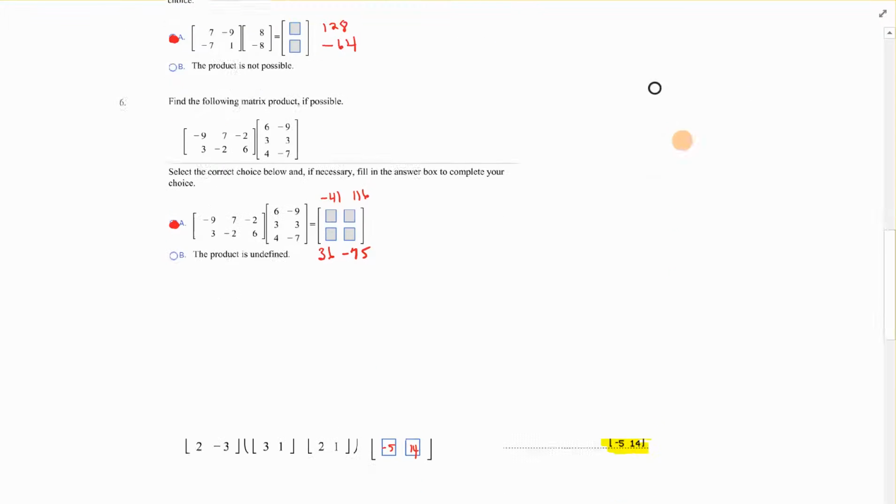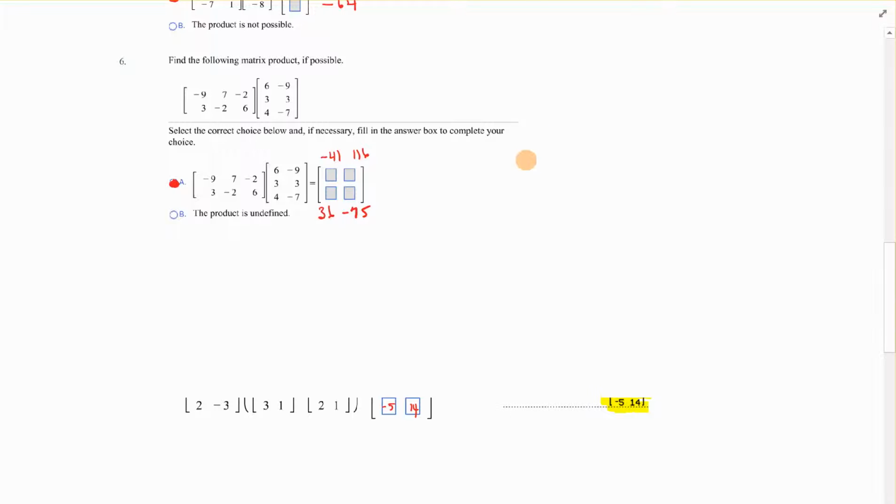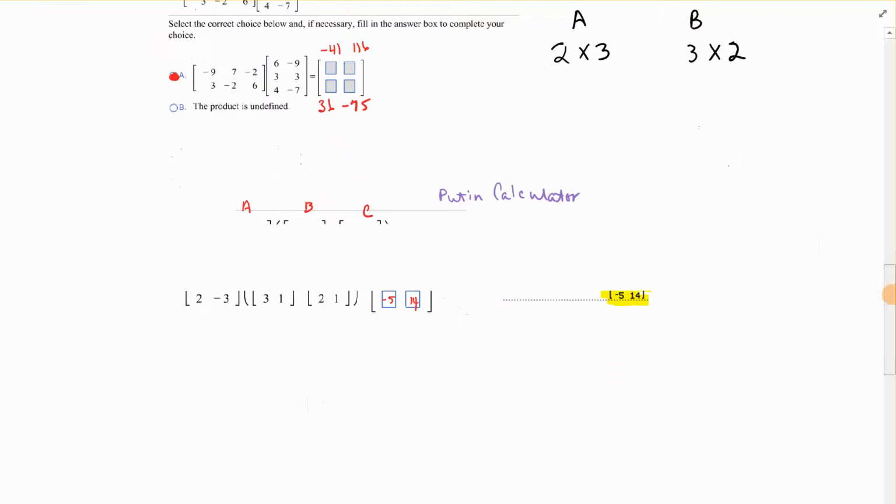So you would do the same thing for this one. You would put in a 2 by 3 for A, and for B, a 3 by 2. And you know you're going to have a 2 by 2 as an answer, which you end up having there. All right.